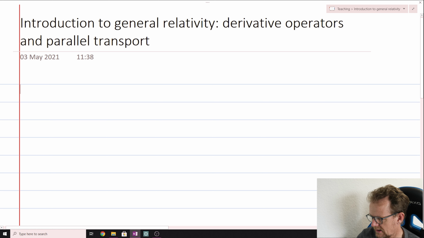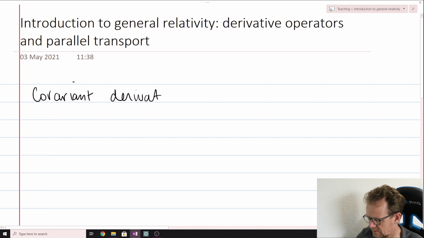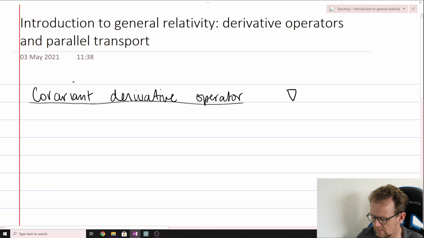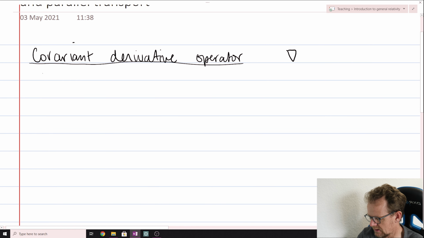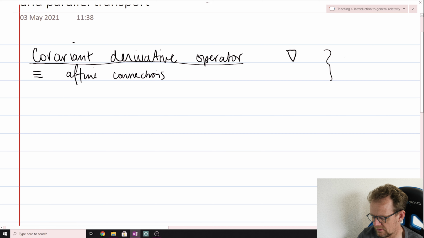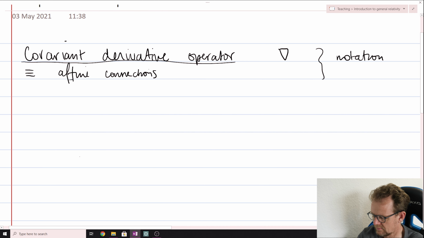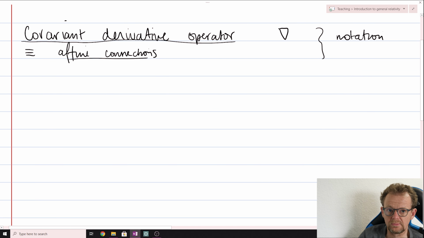So from now on, we're going to denote a derivative operator with a nabla symbol. So our object of study today is a so-called covariant derivative operator, denoted with this nabla symbol, and we will probably also call these affine connections. So that's our goal today, to characterize these things abstractly and intrinsically. This is just the notation.